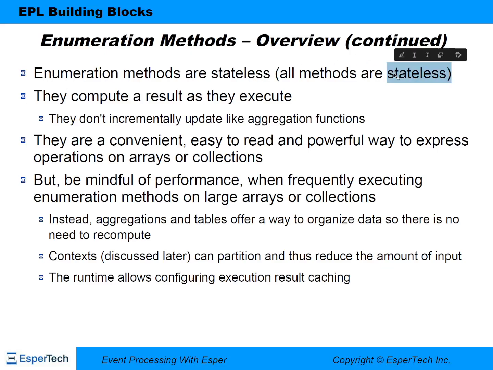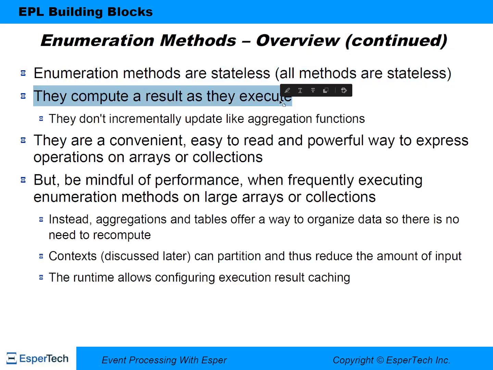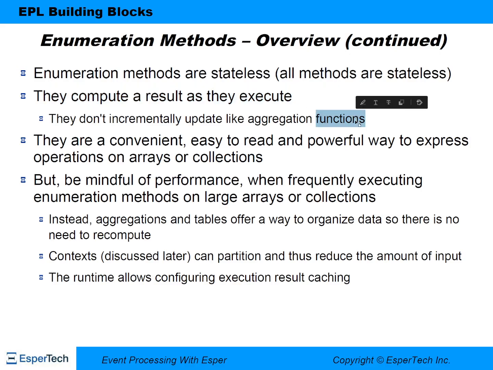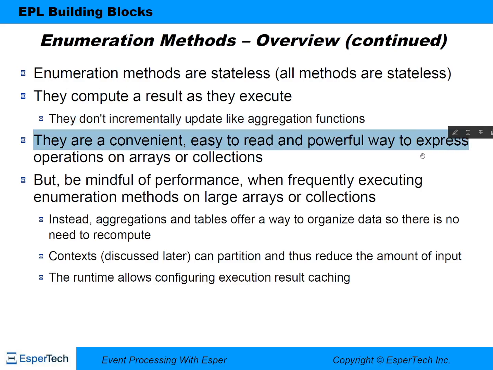Enumeration methods are stateless. All methods are stateless. Enumeration methods compute a result as they execute. Enumeration methods don't incrementally update like aggregation functions. They are a convenient, easy to read and powerful way to express operations on arrays or collections.